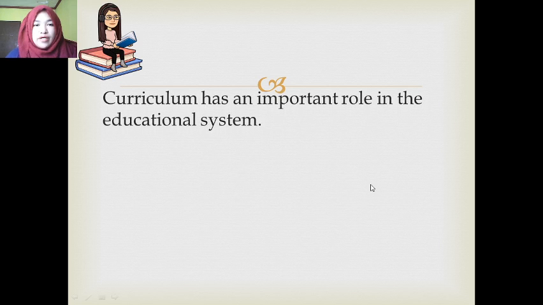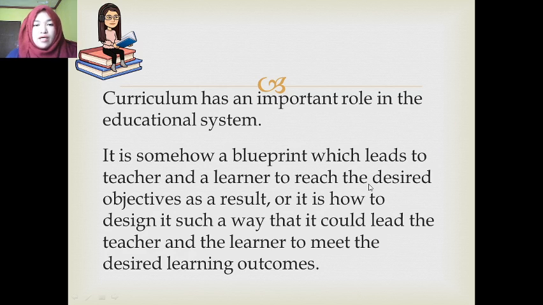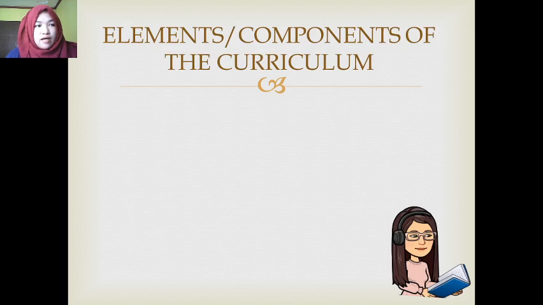So, curriculum has an important role in the educational system. It is somehow a blueprint which leads the teacher and the learner to reach the desired objectives as a result, or it is how to design it in such a way that it could lead the teacher and the learner to meet the desired learning outcomes. So, what are the elements or components of the curriculum?